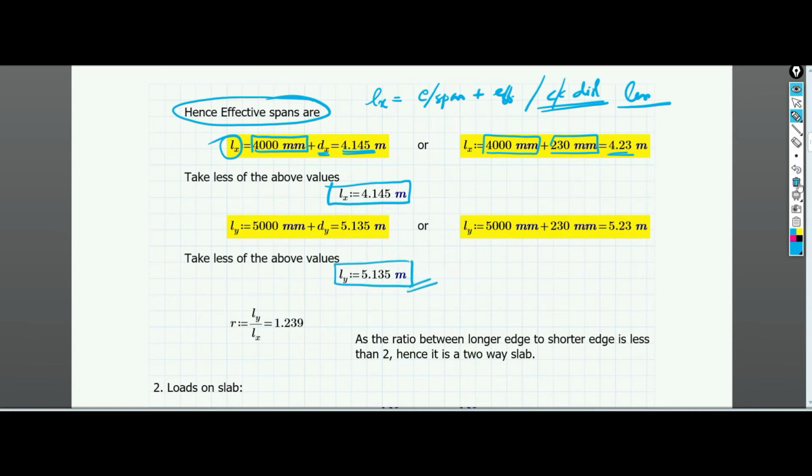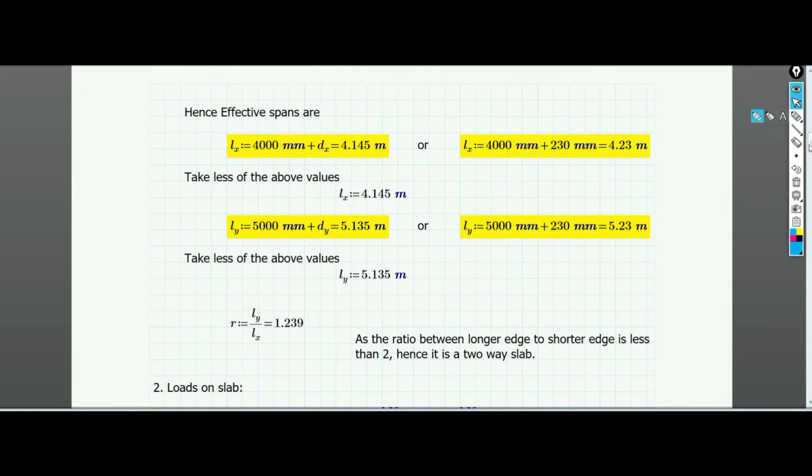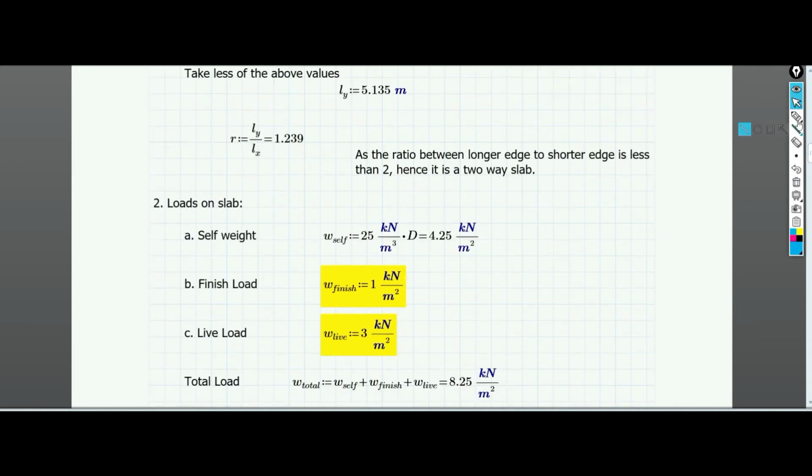Okay, so now if you look at the ratio of the longer side to the shorter side, Ly by Lx, it is 1.239. As this value is less than 2, it will be a two-way slab.